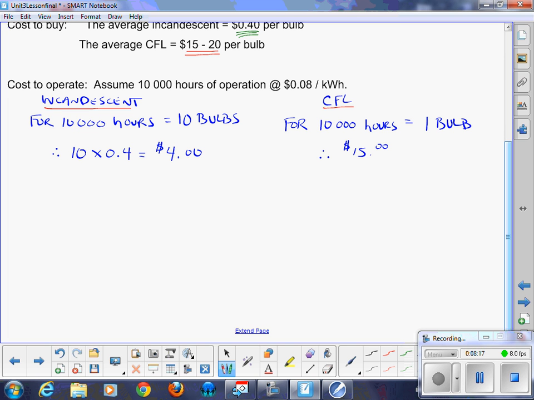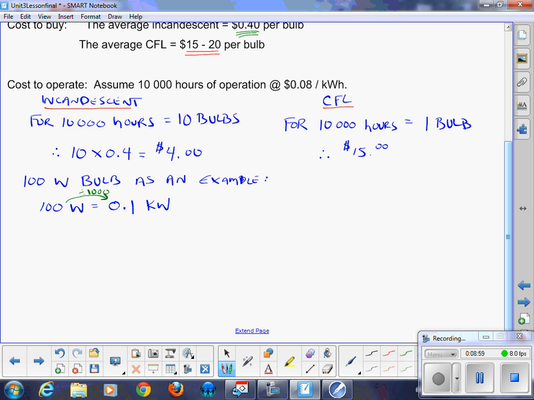So let's talk about the cost to operate these bulbs. If we want to go to 10,000 hours, we need to figure out how many kilowatts they use. So let's use the 100-watt bulb as an example. 100 watts is actually equal to 0.1 kilowatts. I just made the conversion. I just divided by 1,000. That moves me from watts to kilowatts.